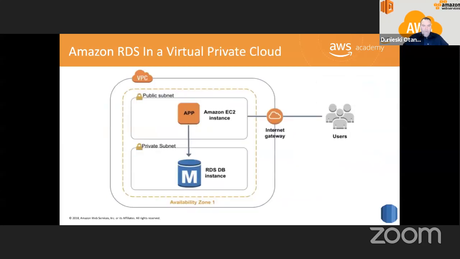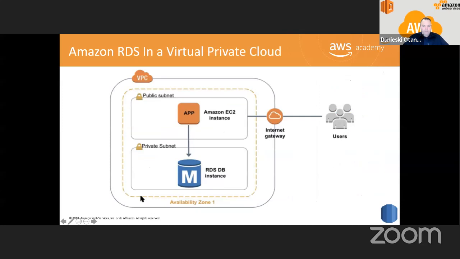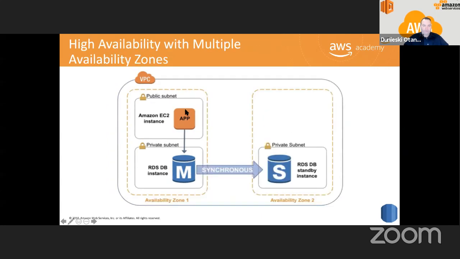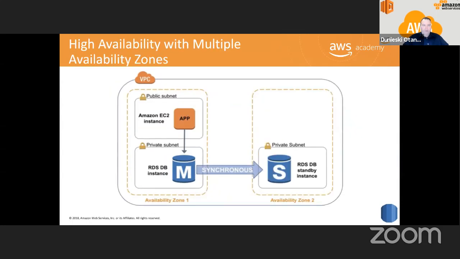So we have here RDS in a virtual private cloud. We saw this before, right? It's very similar to what we saw before. So we have a server there in the public subnet, right? And we have another RDS and another server here in the private subnet. So we have the internet gateway, and then we have the user. This is very familiar to us, okay? Very familiar.